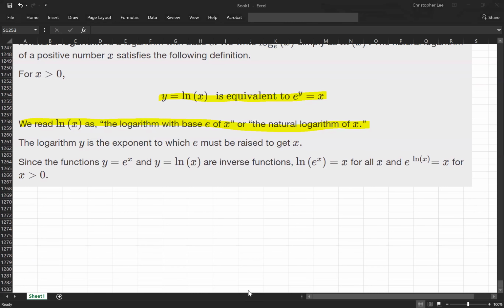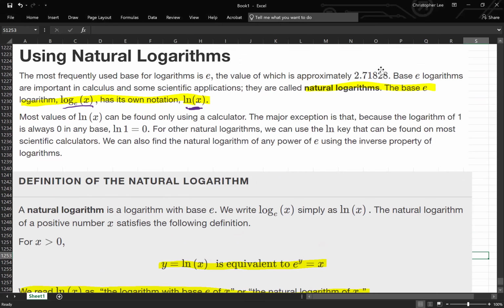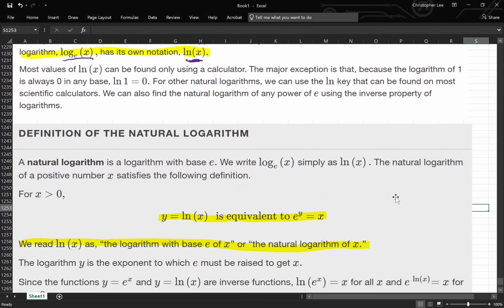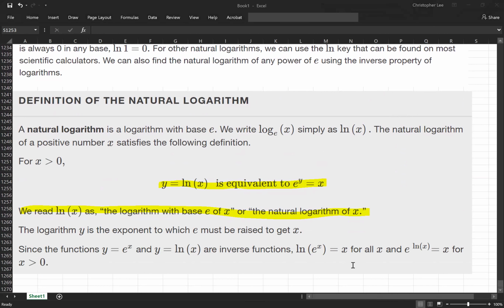E is Euler's number, that's the 2.71828 number. That thing is e. Questions on this?